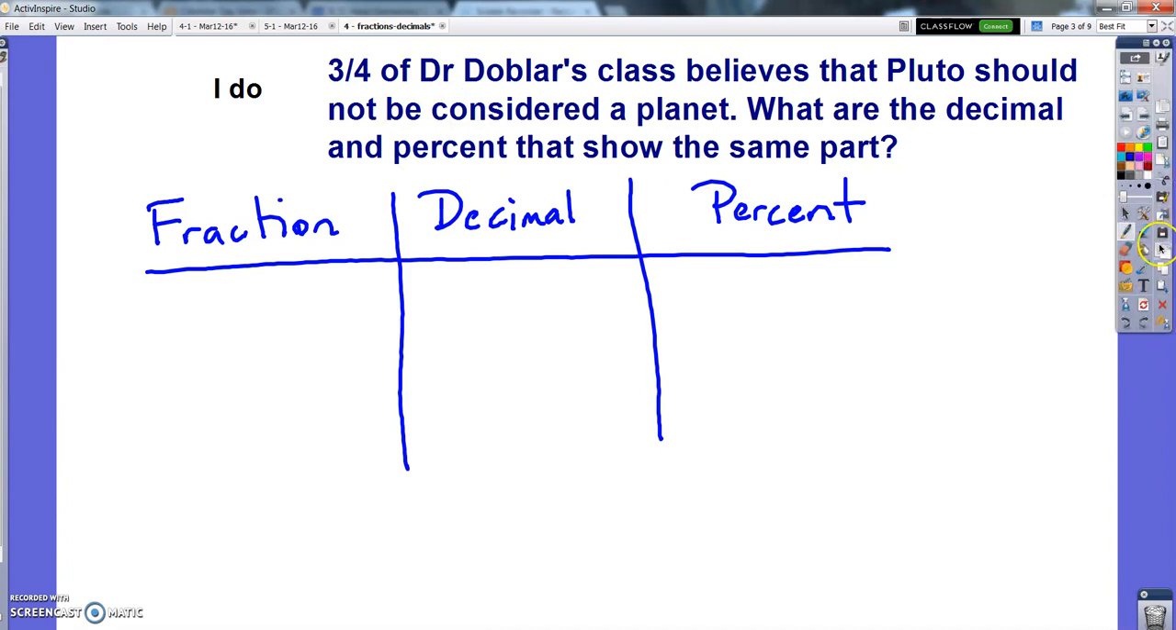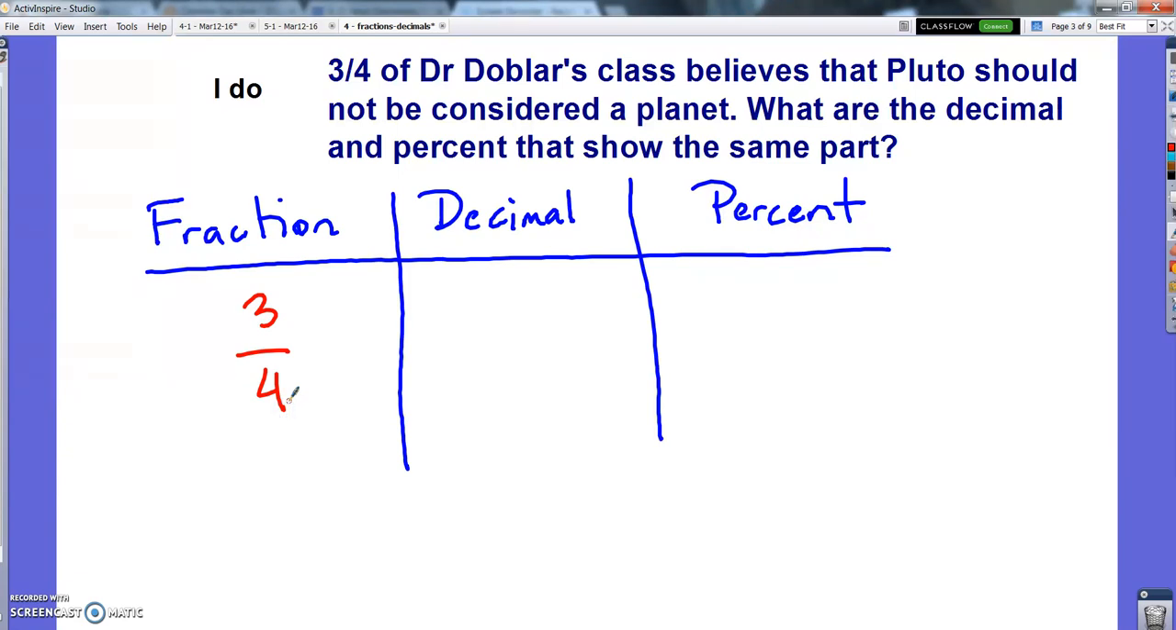3/4 of Dr. Doblar's class believes that Pluto should not be considered a planet. What are the decimal and the percent that show the same part? So 3/4 of students believe Pluto should not be a planet. I want to know what decimal and what percent show me the exact same thing.